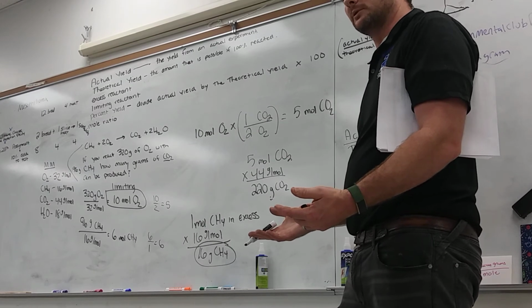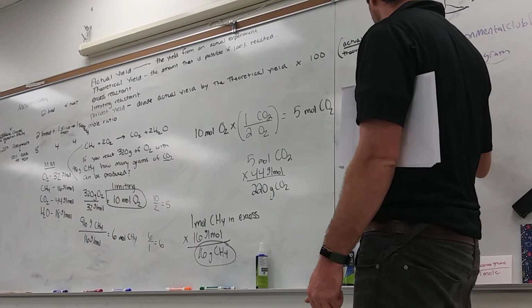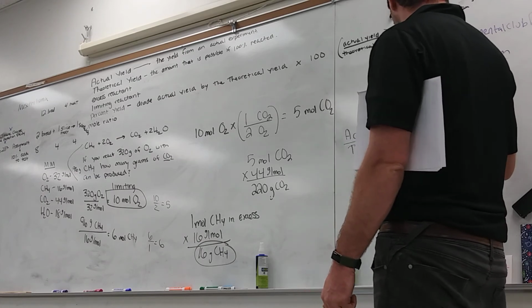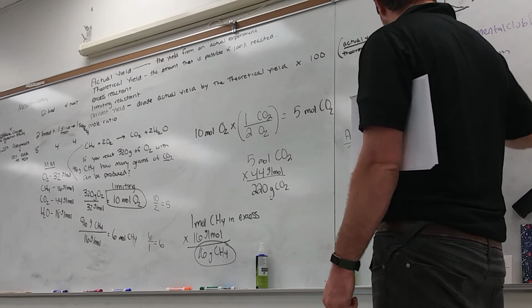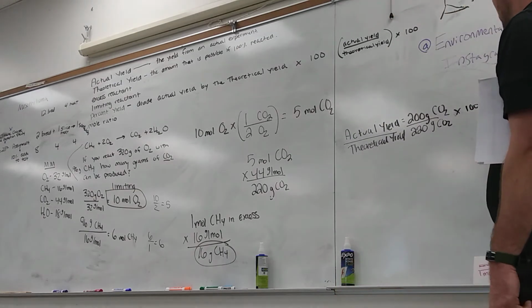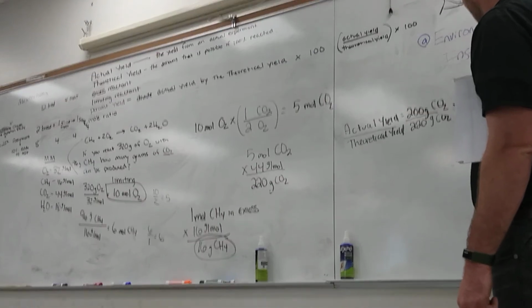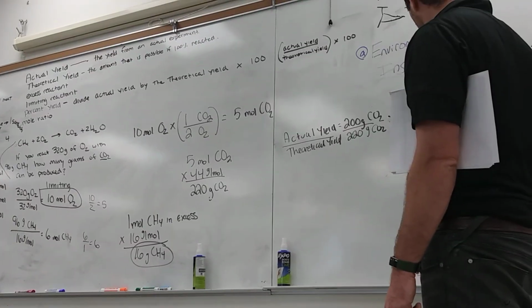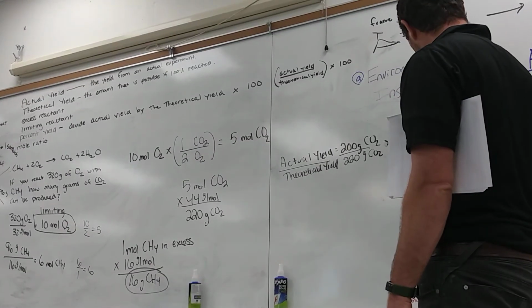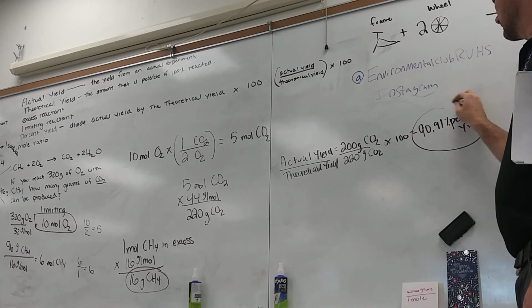If I gave you the actual yield, you would divide by the theoretical yield of what you determined, and then you would times it by 100, and that's equal to your percent yield. 90.9, or 0.91 if you round to that. That's your percent.